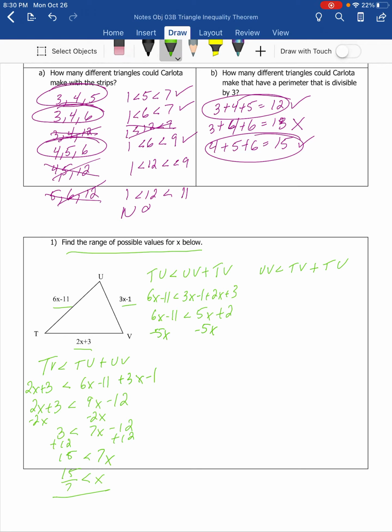Negative 11 is less than 5x, or like negative 11. I don't know how solving works. This is a confusing problem. You guys don't need me making that mistake. x minus 11 is less than 2. I add 2, I add 2. I know x has to be less than 4.